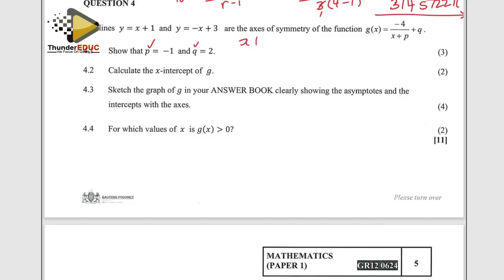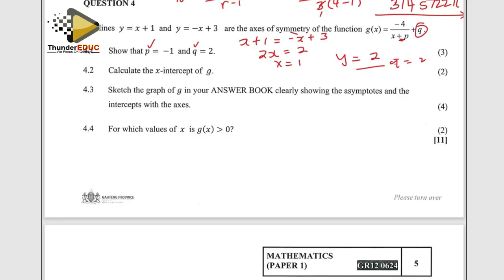So it's going to be x plus 1 must give us negative x plus 3. Move this x that side, so 2x is going to be 2, and then x is going to be 1. Substitute this into that, y automatically becomes 2. So the y will be the q, which means q is 2. Now with p, it's going to be negative 1 because when you substitute it back into the equation, it becomes negative.